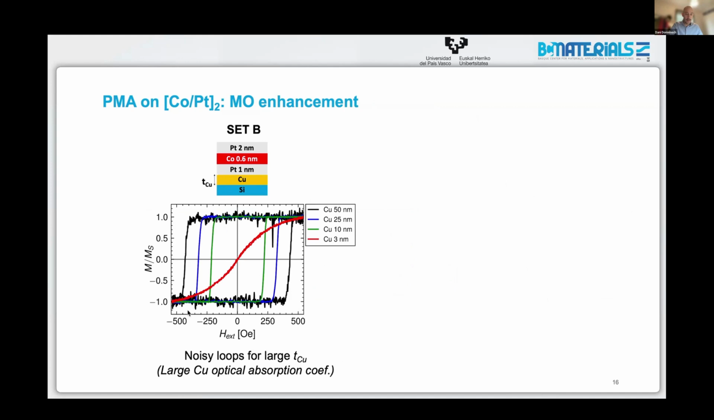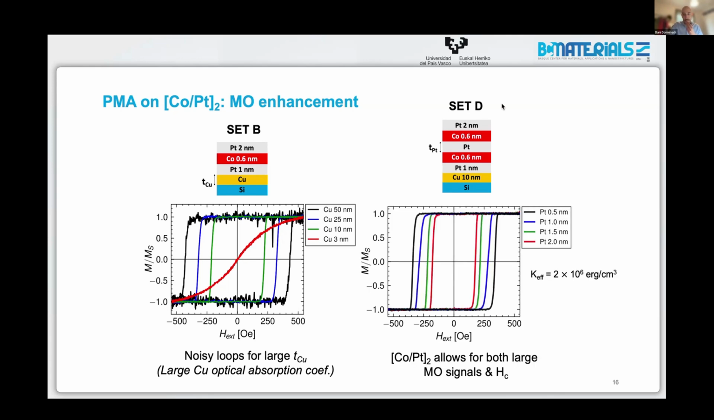We get magneto-optical noisy loops. When we measure with magneto-optical Kerr effect magnetometry, we see very noisy loops coming from this loss of optical properties. So in order to address this issue, we transition from only one repetition of cobalt to 2 repetitions of the cobalt platinum stack. And the results were very positive, since we can reproduce almost the same large coercivities, but this time reducing significantly the noise of the magneto-optical curve loops.